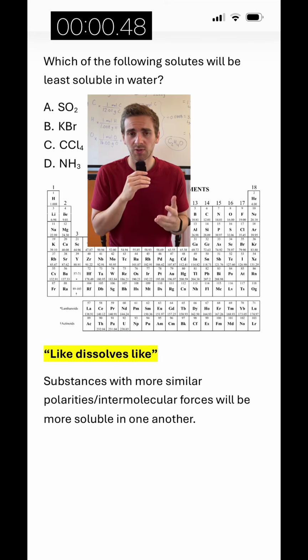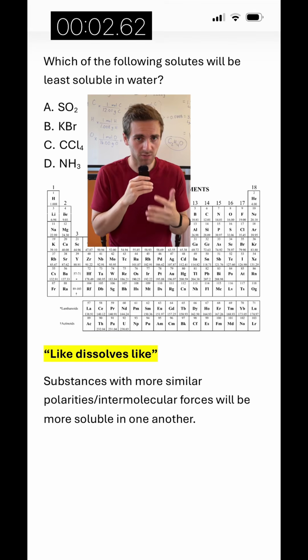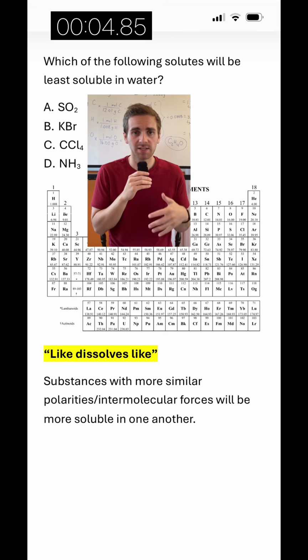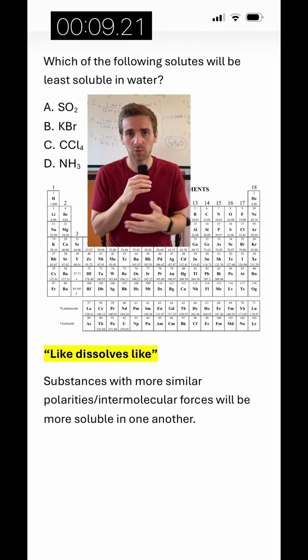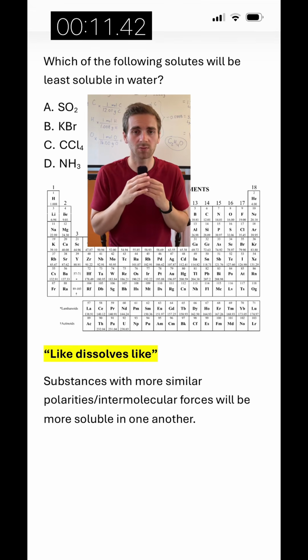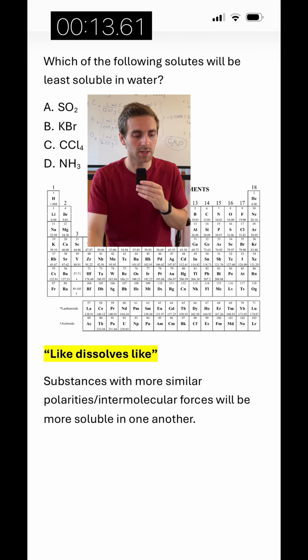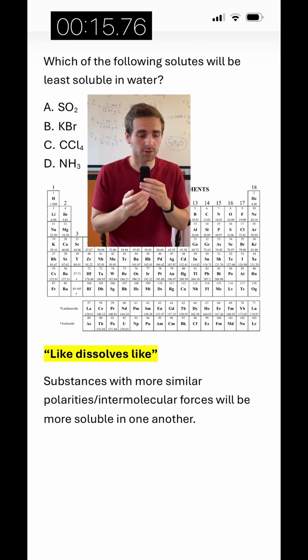So with solubility, we have this rule that like dissolves like, which just means that substances with similar polarities, similar intermolecular forces, will be more soluble in one another than ones that are less similar to one another. So let's start with our solvent here, water.